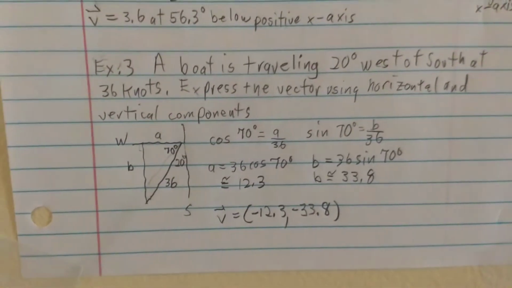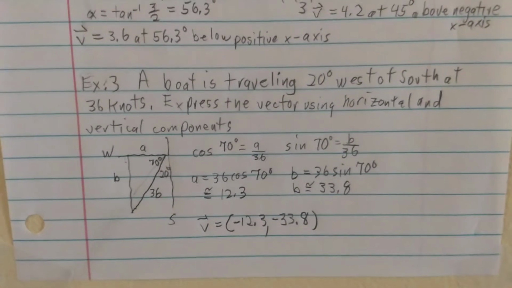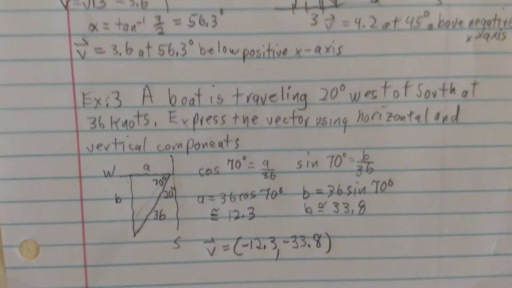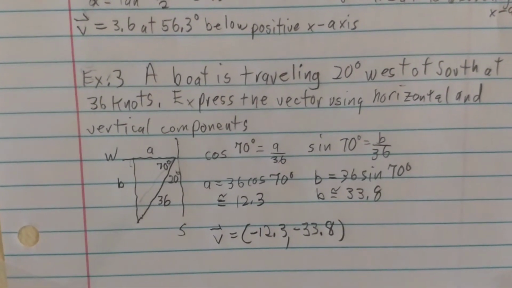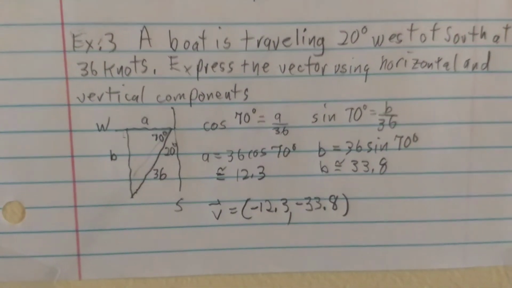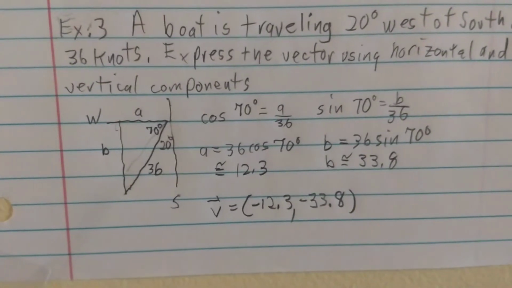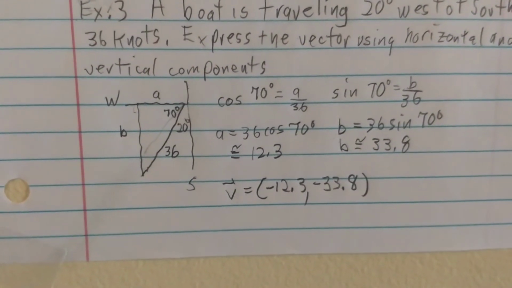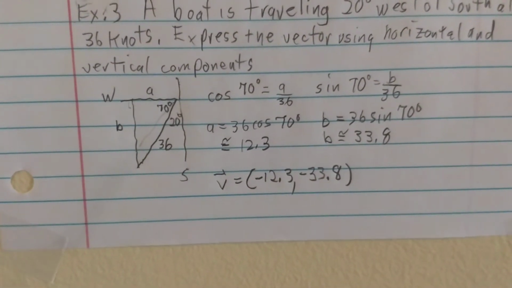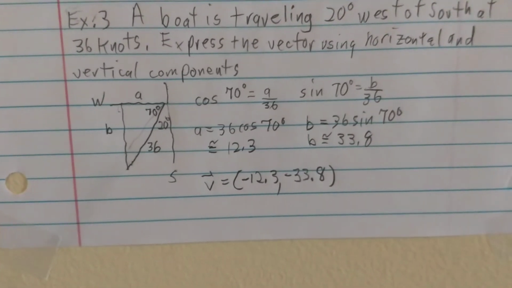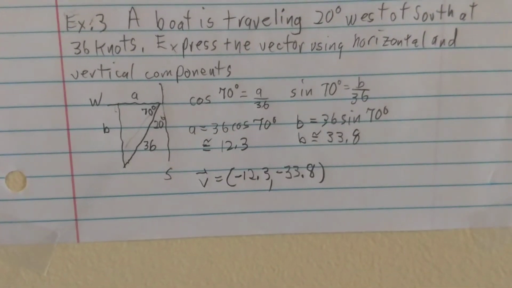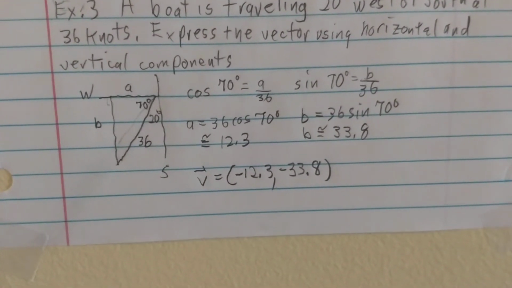Okay, so for example 3, a boat is traveling 20 degrees west of south. Now remember, we start at south, which is straight down from our map coordinates, and we go 20 degrees up towards west, which is on the x-axis to the left. So notice the 20 degrees on my figure, and since it's going to make a right angle with the x-axis, the angle inside the triangle is 70. So that's how I can get the inside angle from the given directions. And we know that the hypotenuse, or the vector length, is 36.